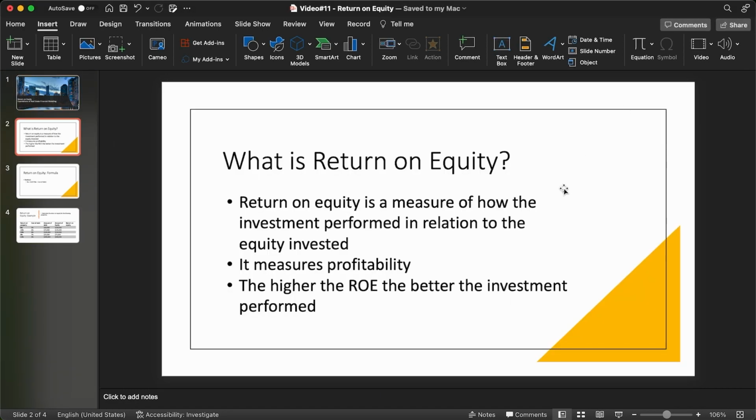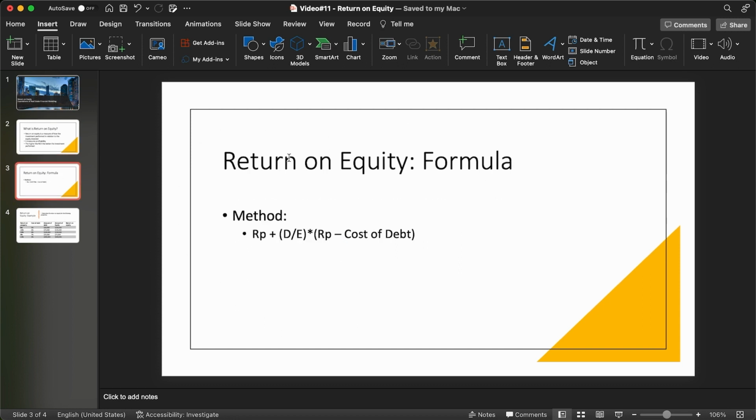So what is the return on equity? Return on equity is simply the measure of how the investment performed in relation to the equity that was personally invested. In real estate, you have equity and debt. So if you want to see just how your equity performed, which is really all you care about, this is how you would do it. It measures the profitability of your investment, and the higher the return on equity, the better the investment performed. So very simply, this is the formula that we're going to use today to calculate the return on equity.